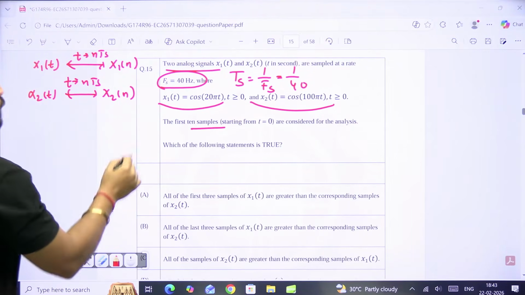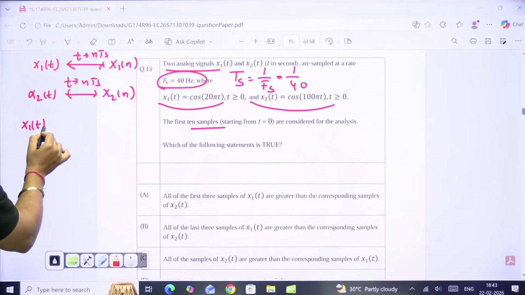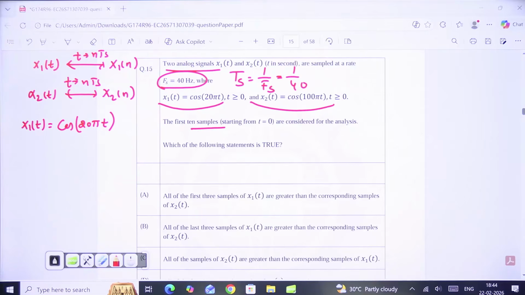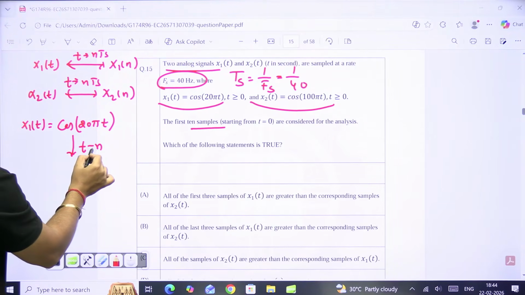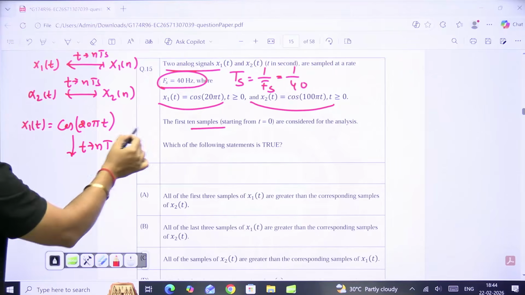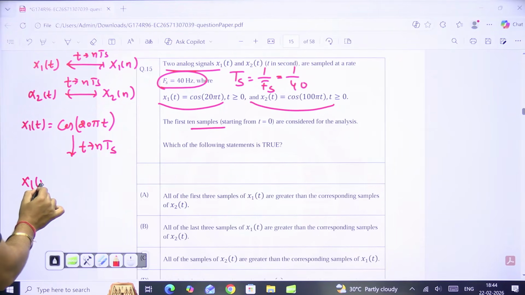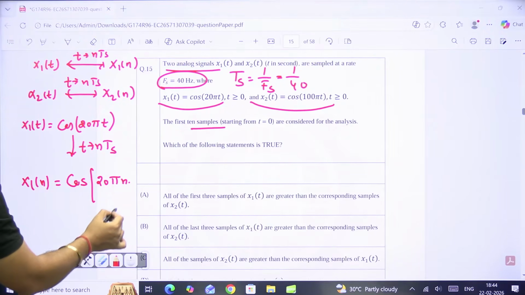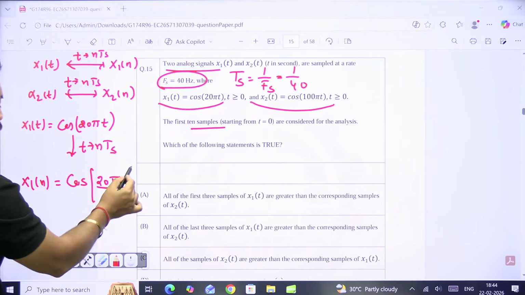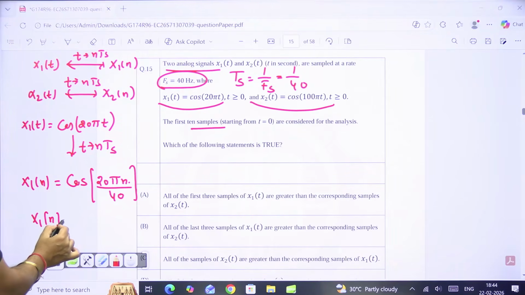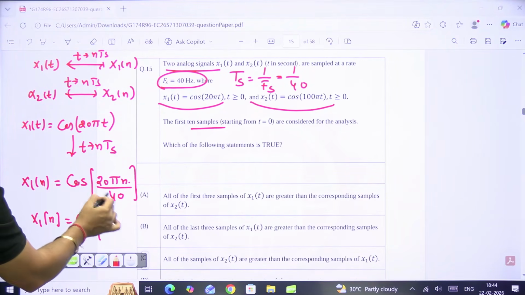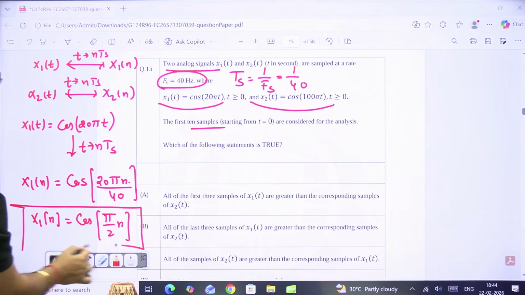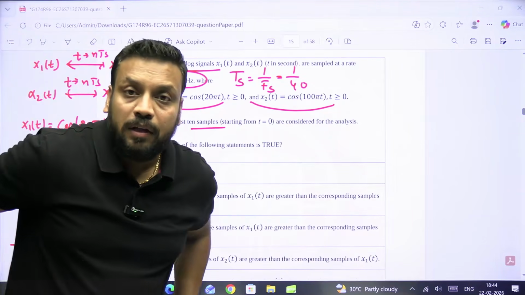Yes. So student, what is x1(t)? x1(t) is nothing but cos of 20 pi t. When you replace t with nTs, what is the Ts value? Ts value is 1/40. So what will be x1[n]? x1[n] is nothing but cos of 20 pi times nTs, with Ts equal to 1/40. So what is the final x1[n]? The 20 and 40 cancel, so you will get cos of (pi/2)n. Say yes or no, dear children: cos of (pi/2)n, is this crystal clear? I hope it is clear.